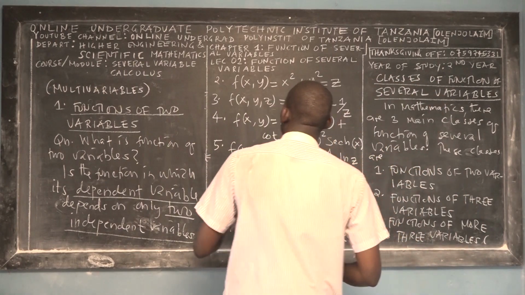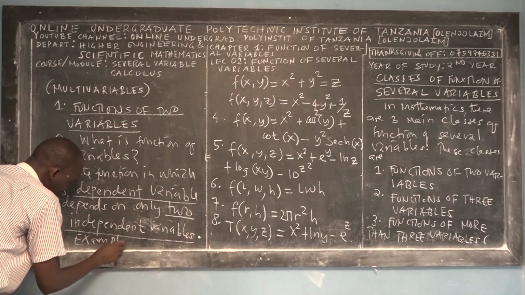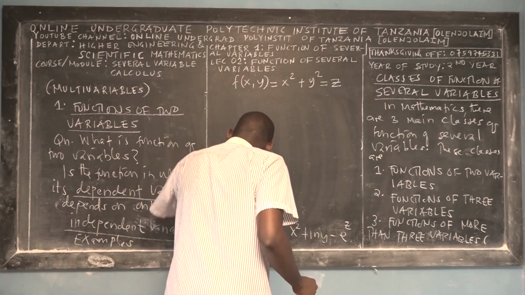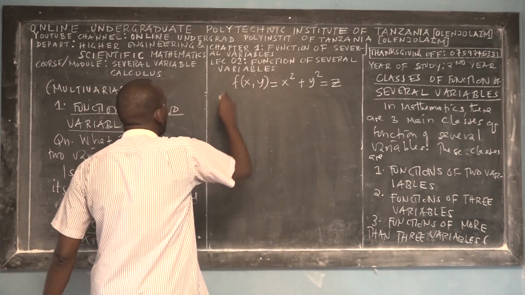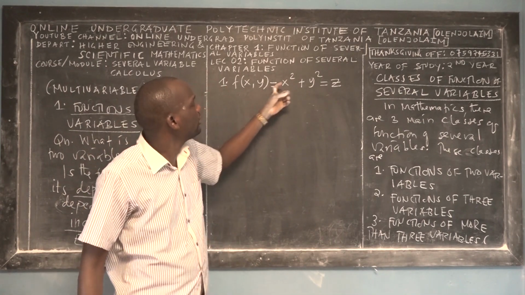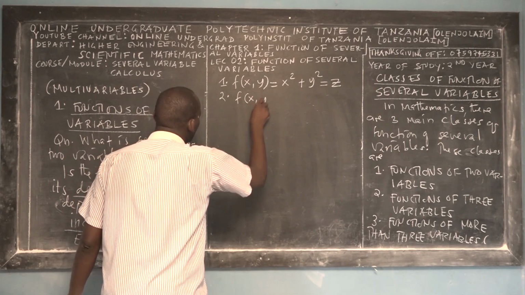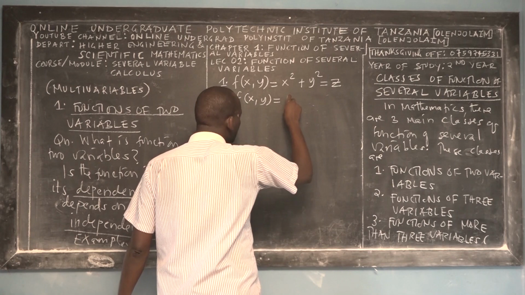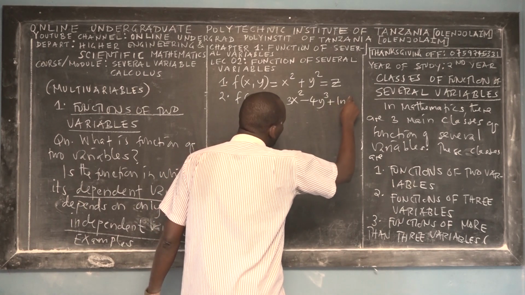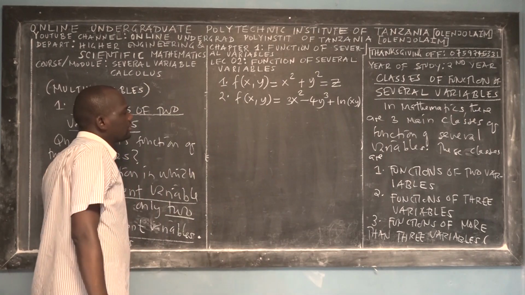So let me give you examples. The first example is this one. This is the function in which this dependent variable, for example, let's say, depends on only two variables, x and y. So f of x, y is equal to, let's say, 3x squared minus 4y cubed, plus ln of x times y. So how many independent variables do we have? Two, x, y. How many dependent? Only one, f of x, y.